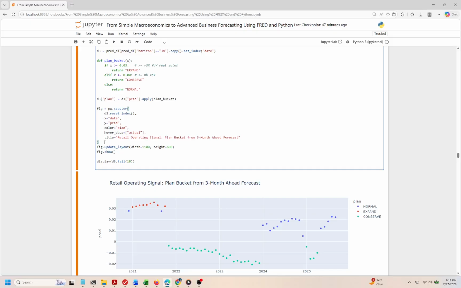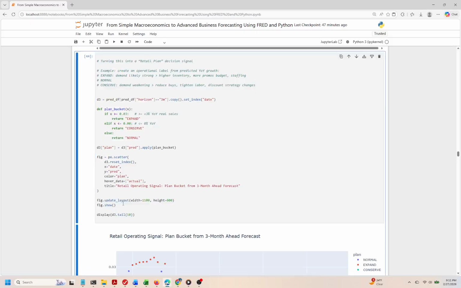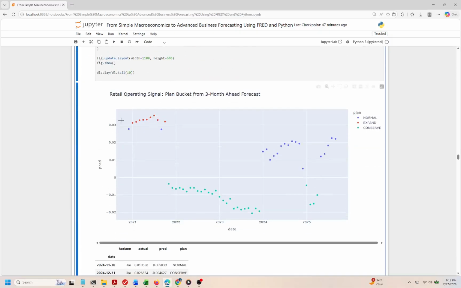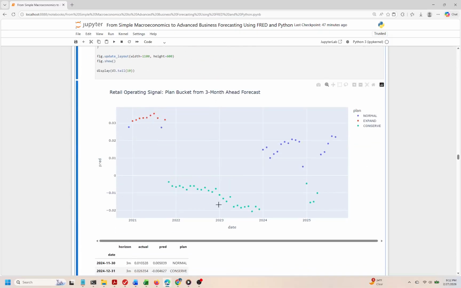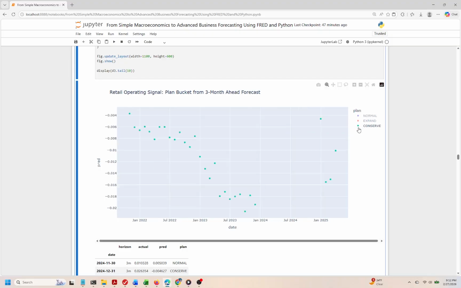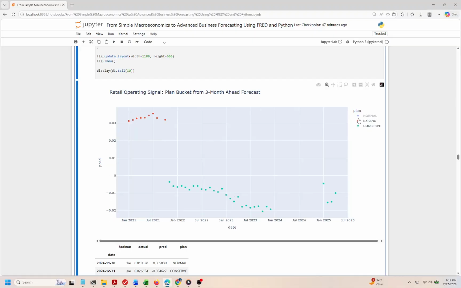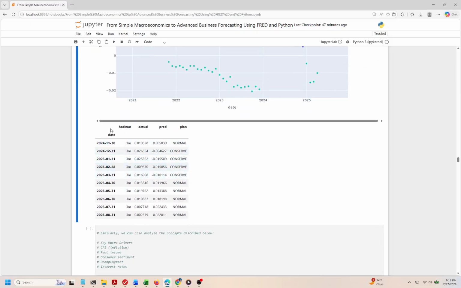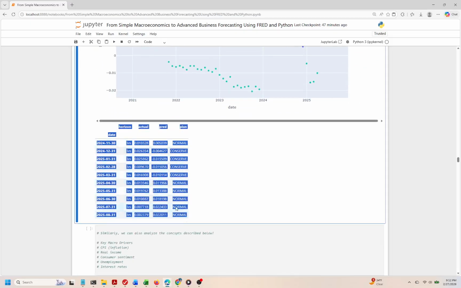Finally, we display the last 10 entries of our modified data frame to review how the planned categories are distributed against our predictions. The careful structuring here sets the stage for further analysis. In the next cell, we will likely explore the impact of these decisions on operational outcomes or analyze historical data to inform our future predictions.